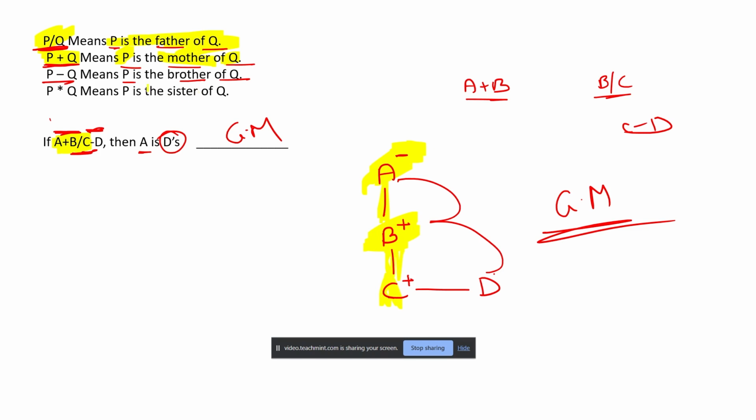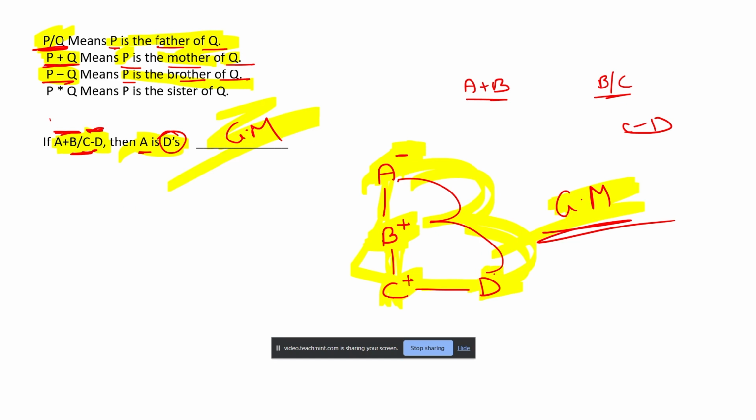Now go to the next one. C minus D are the next two letters. C minus D means C is the brother of D. So C is the brother, whose brother? D's brother. Simply complete the diagram, then check the question. A is D's dash. So A is D's father's mother, which means A is D's grandmother. That's your final answer.